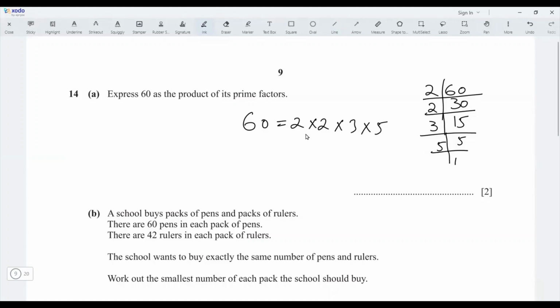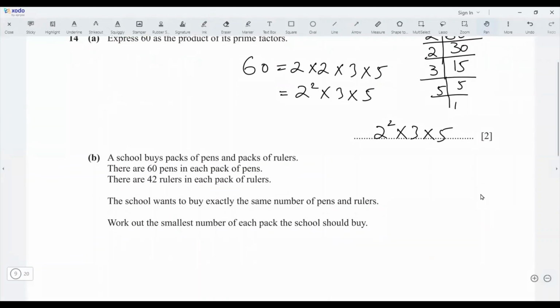So we can write down this as index notation as well. 2 times 2 is 2 squared, and times 3 times 5. Both are fine. If we write the index notation, it will be the correct answer as well. So I hope these questions are very common, and I hope you understand this. So what's the next question? It's basically a statement kind of question, but you need to read all of the points and then you can solve it.